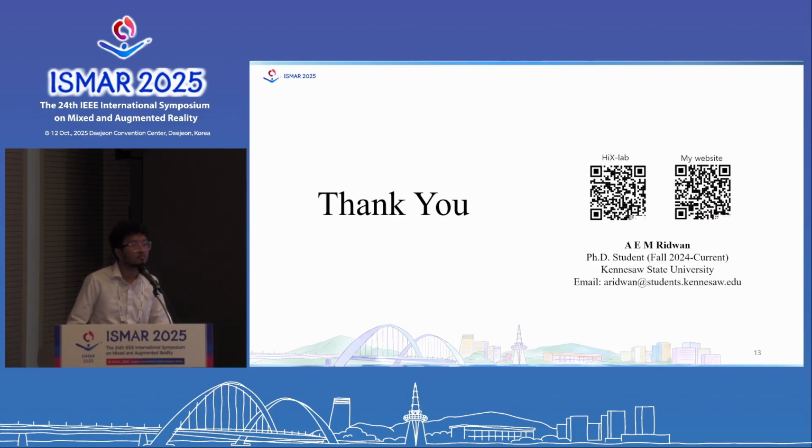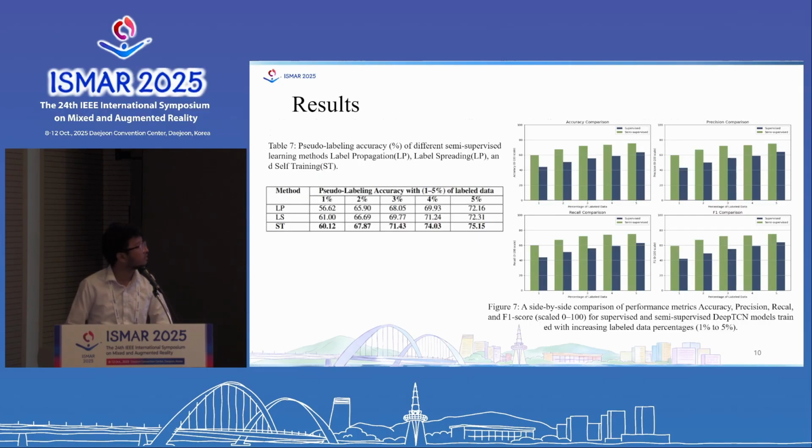I have a question about your self-training. What's the output of the random forest, cybersickness or not? Binary label? Yeah, so the random forest with self-training, you can see with just 1% of labeled data, it's 60.12%. Yeah, only 1% labeled data is enough.